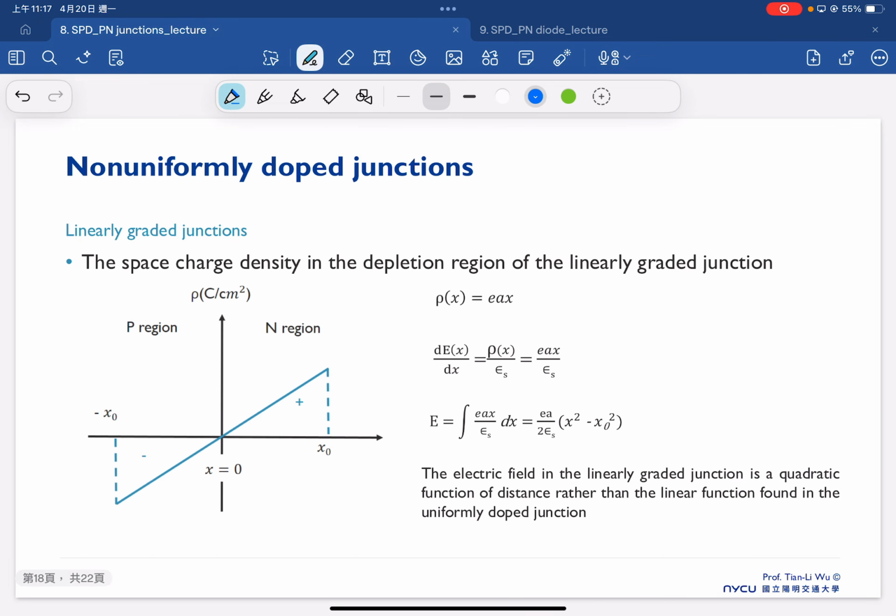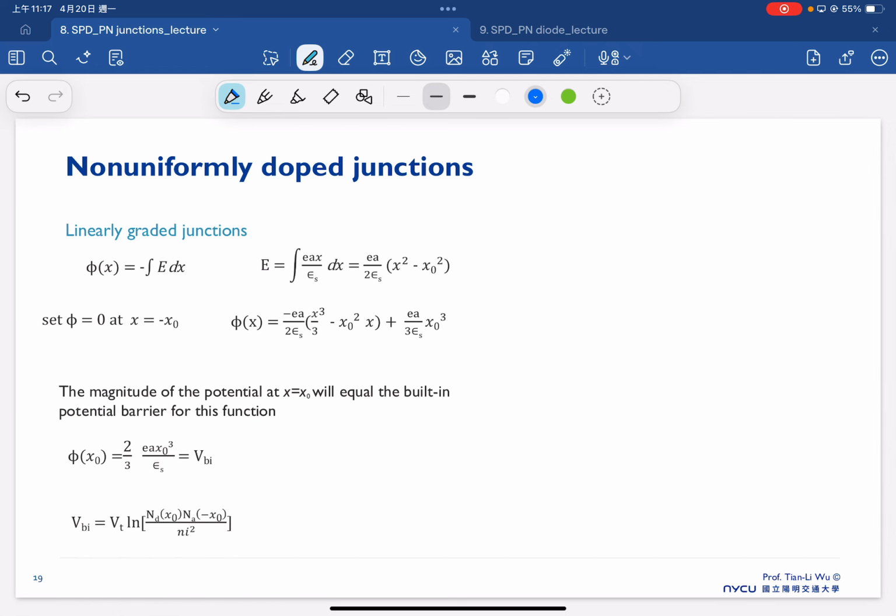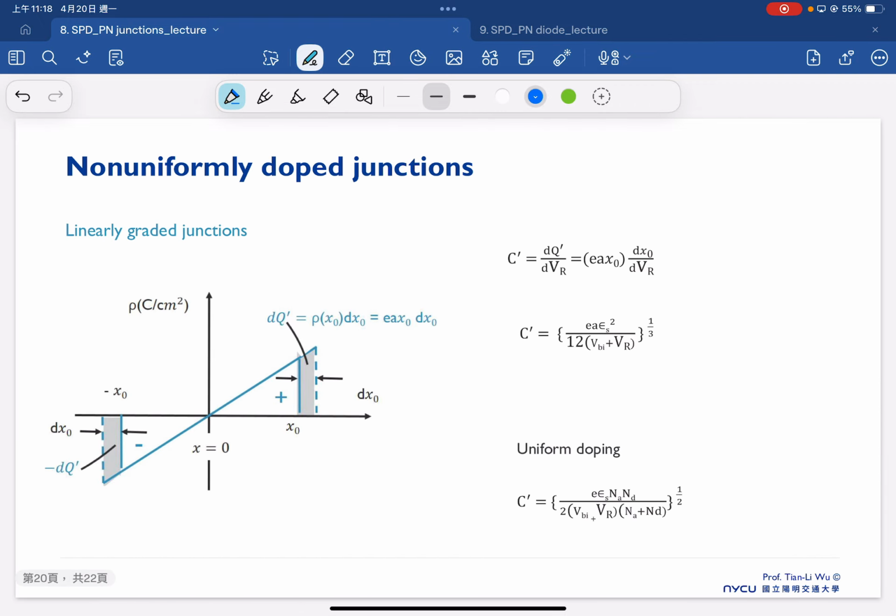And we can follow the same calculation to estimate the electric field as shown here, and also the potential. I won't go through it again because this is a similar concept, but you can put in the different variables for the concentration, and then you will get the difference for the potential and the electric field. Similarly, with this non-uniformly doped junction, we are also able to estimate the junction capacitance.